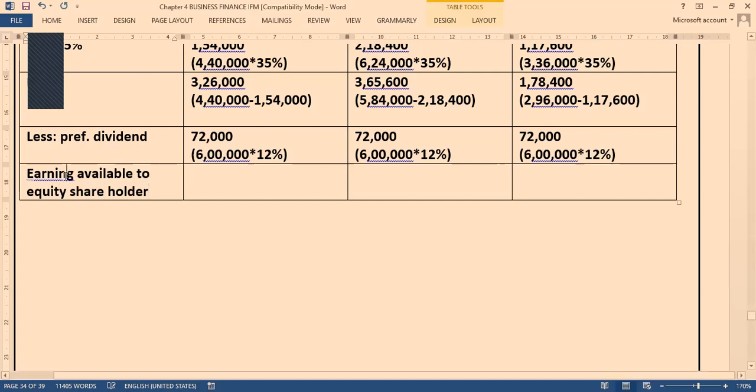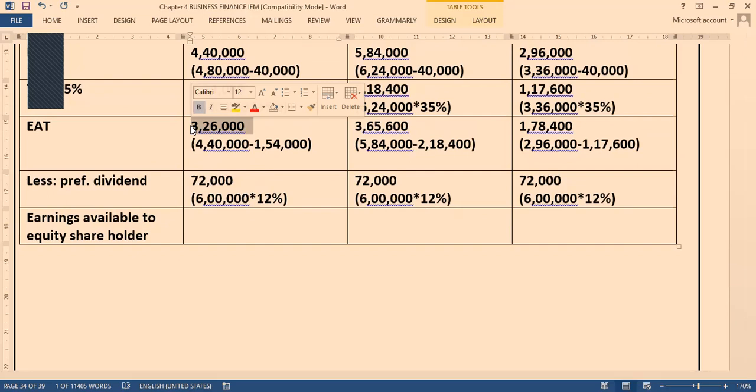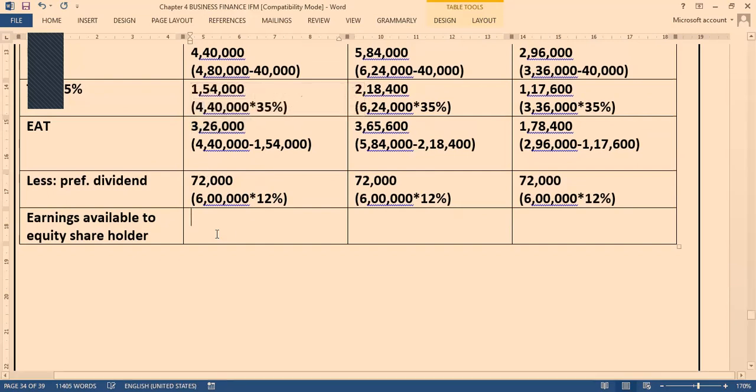As in the case of the format, you have to remove the format and work on it. That means we have to subtract here: 3,26,000 minus 72,000. You'll be getting approximately 2,54,000.